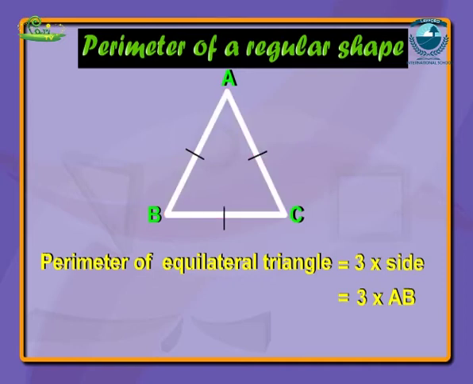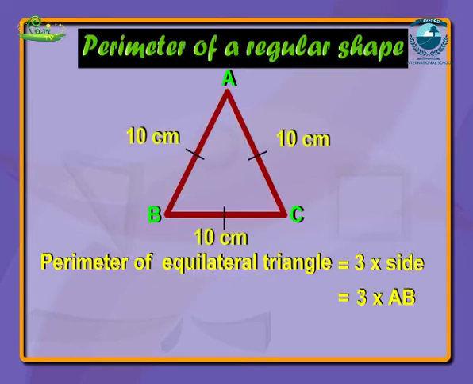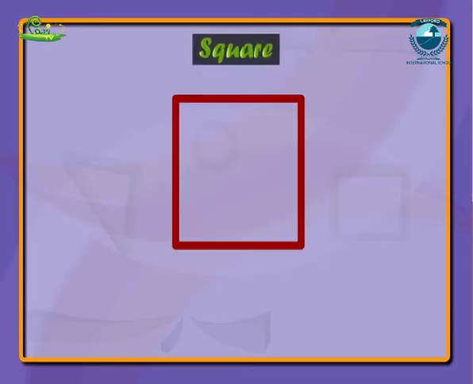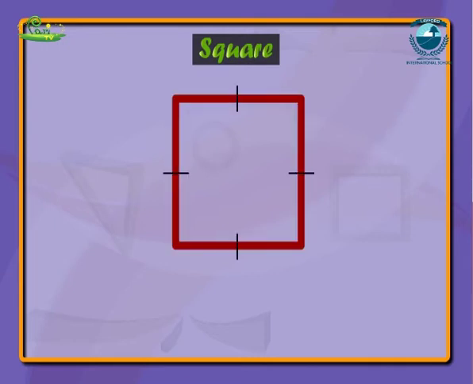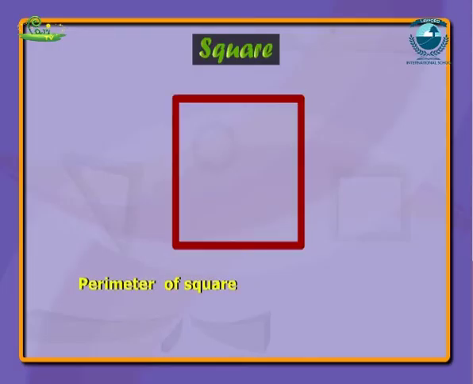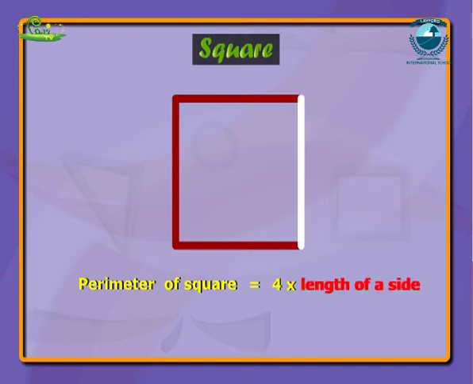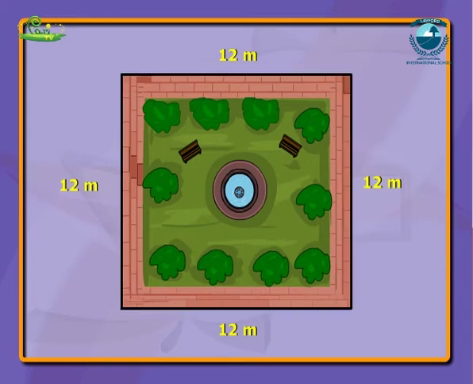Here, each side of a triangle is 10 centimeter, so the perimeter of this triangle will be 3 into 10 equal to 30 centimeters. Do you know what a square is? Yes, Papa. Square is a four-sided polygon whose all sides are equal. Good, Pankaj. So, the perimeter of square will be 4 into length of a side. Poonam, now you tell me what will be the perimeter of square playground whose one side is 12 meters?